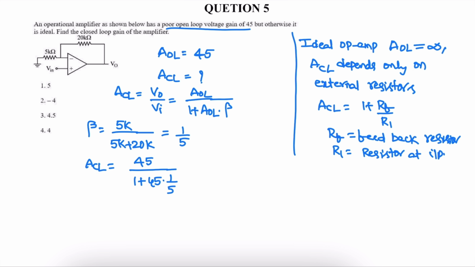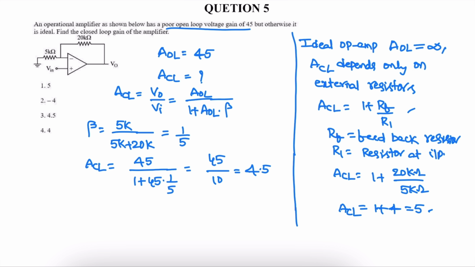By 5. So its value is 45 by 10, 4.5. Suppose the given operational amplifier is ideal, whose open loop gain is infinity. In that case, closed loop gain depends only on external resistors. The closed loop gain is 1 plus RF 20 kilo ohm by input resistor 5 kilo ohm. So that is 1 plus 4. Its value is 5.